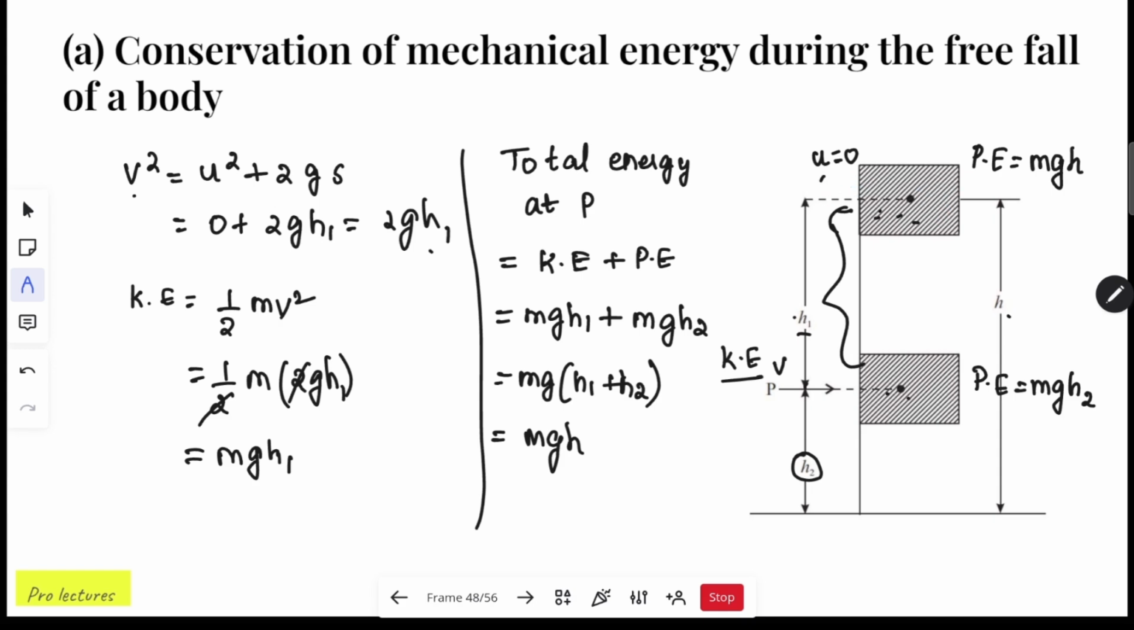Initially, since the u is 0, at this point the kinetic energy is 0. So the total energy of this object at this point is mgh. Here also it is mgh. So energy is not created nor destroyed. It is conserved. Some part of potential energy got converted into kinetic energy. So the total energy is conserved.